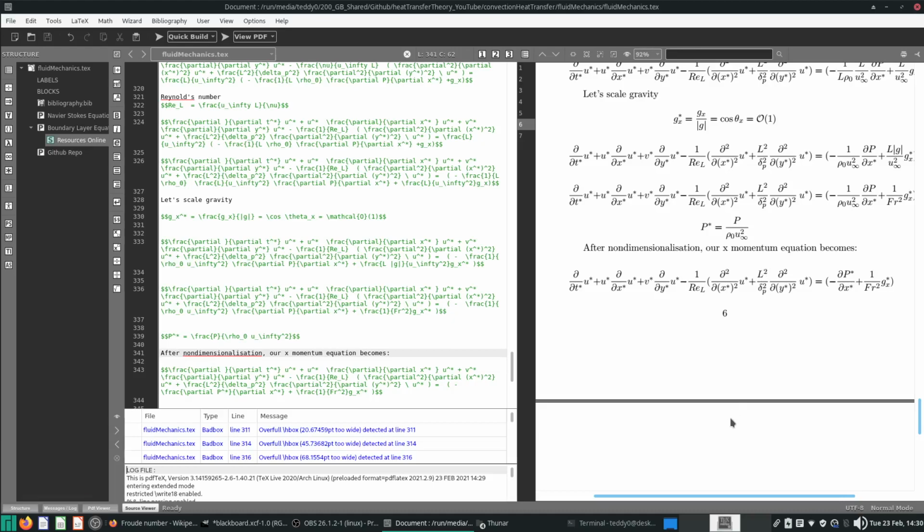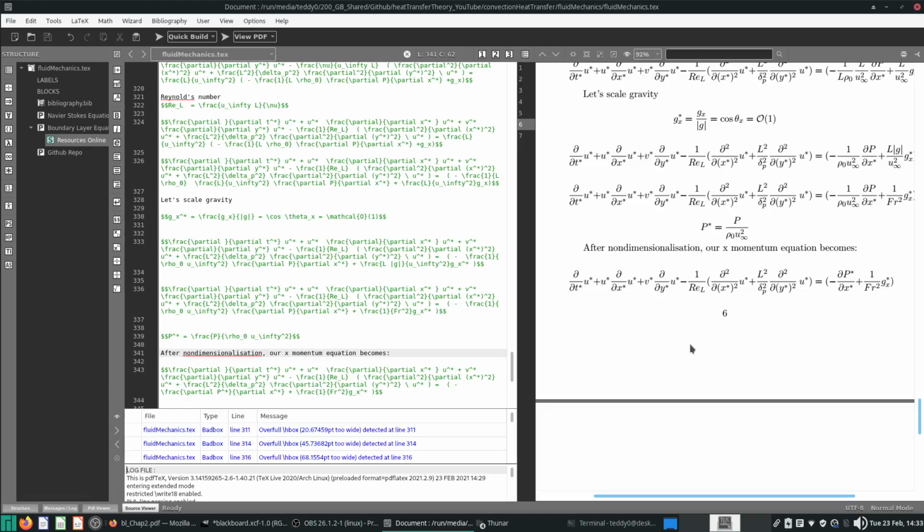Now the question is, of course, how do you deal with this thing? How do you deal with this L squared over delta p squared? Because this is a pretty large number, and at the moment we don't really know how this number L squared over delta p squared compares with this Reynolds number over here.